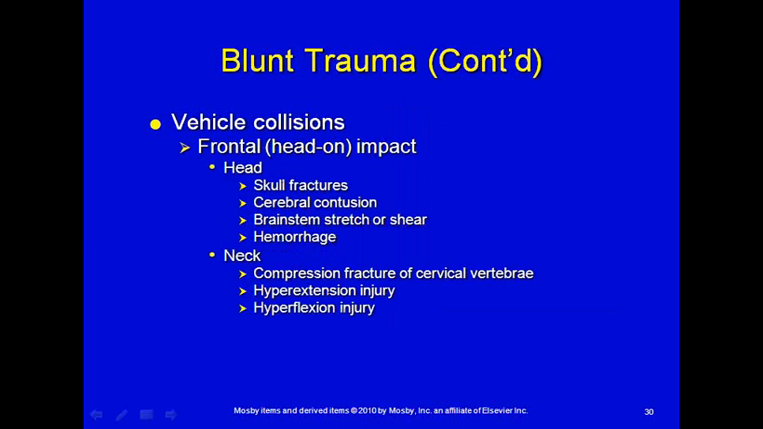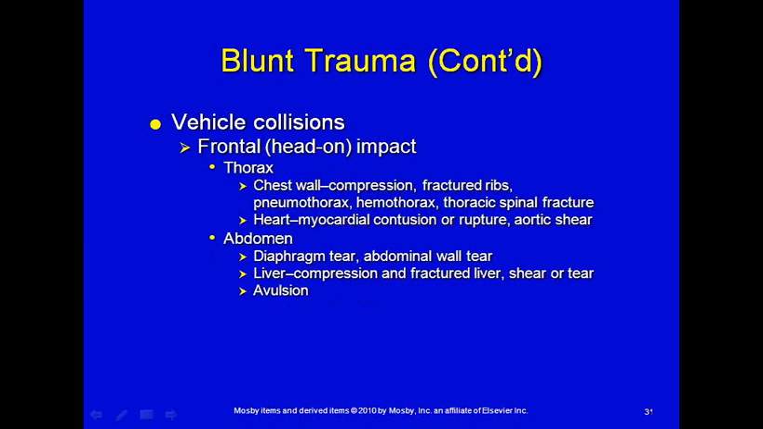When the head hits the windshield, certainly you can have skull fractures, cerebral contusions, brain stem stretch or shear, brain bleeds, compression fractures of the cervical vertebrae, hyperextension injuries or hyperflexion injuries depending upon what part of the head hits the windshield. Chest, you can have fractured ribs, pneumothorax, hemothorax, combination of both, a myocardial contusion, rupture of the heart, rupture of the aorta.